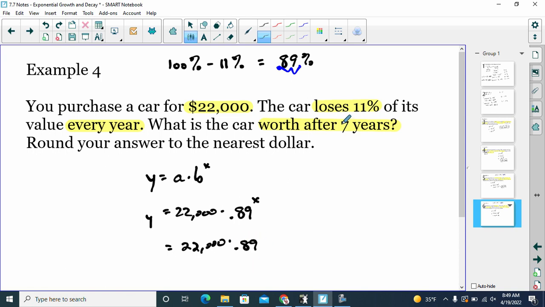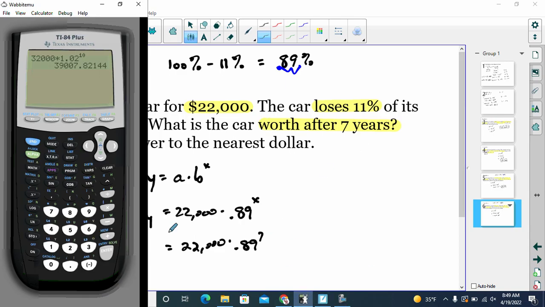And then X is 7. It loses 11% every year for 7 years. So it will have kept 89% of its value 7 times. And then again, it's a calculator problem from there. 22,000 times 0.89 to the 7th to the nearest dollar. It is now worth $9,731.